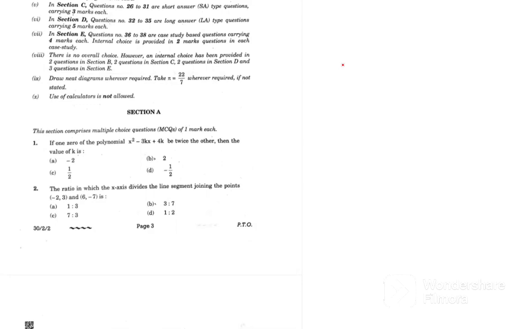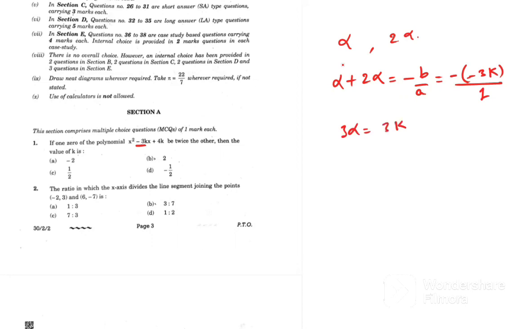So what we can do is assume that the first root is alpha, and therefore the second root will be twice alpha. Here we know the fact that the sum of roots, alpha plus 2 alpha, is equal to minus b by a. Minus is outside and b is minus 3k, so minus of minus 3k divided by a. A is 1. So we get 3 alpha is equal to 3k, the 3 cancels out. This implies alpha is equal to k.